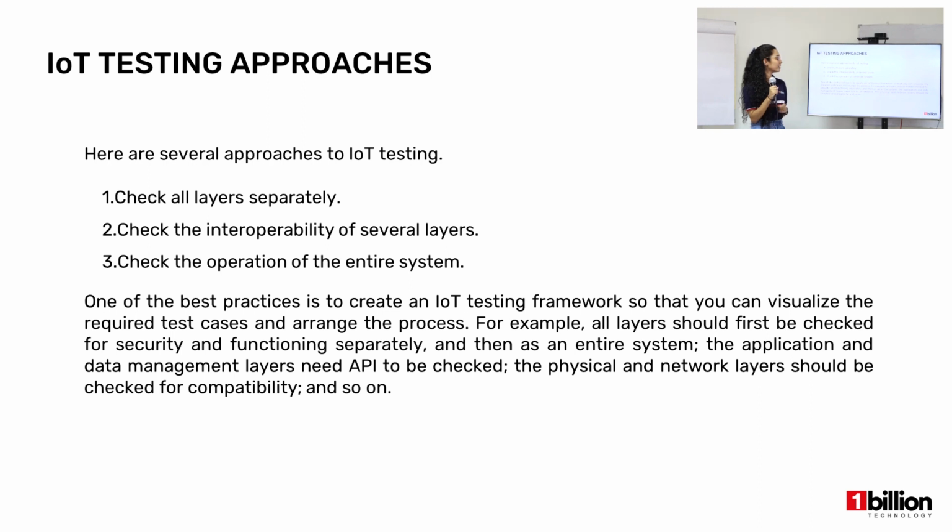For example, in the previous slide I talked about 4 layers. So as the first step, we have to check all layers for security and functioning separately, and then we have to check the interoperability of several layers. That means the application and data management layers need API checks, and the physical and network layers should be checked for compatibility. And finally, we have to check the entire system. That's all for IoT testing approaches.